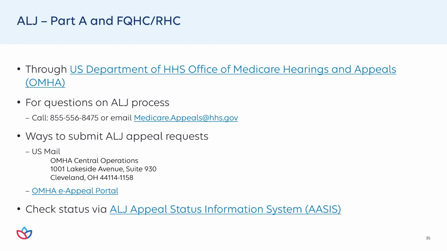Now, back when there was a huge backlog of the Level 3 appeal decisions, we advertised this quite often, where providers could check the status via the ALJ Appeals Status Information System, or AASIS. You can still use that, of course, to check the status of your Level 3 appeal.